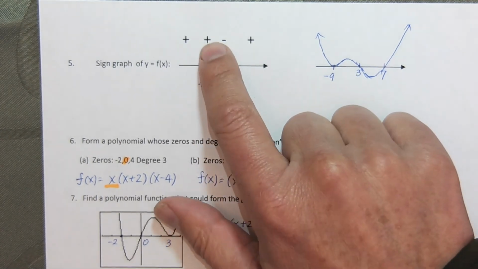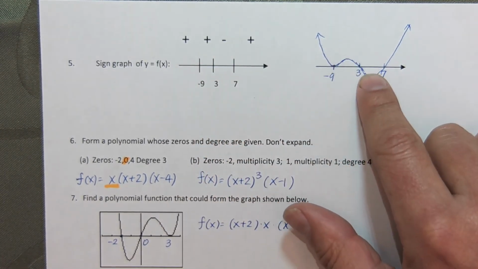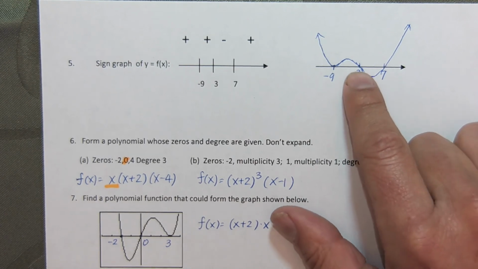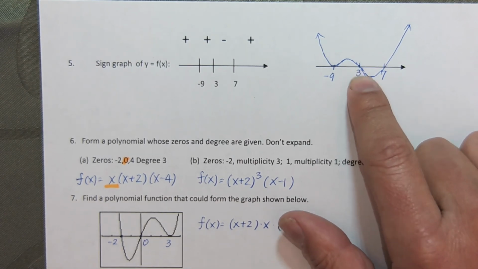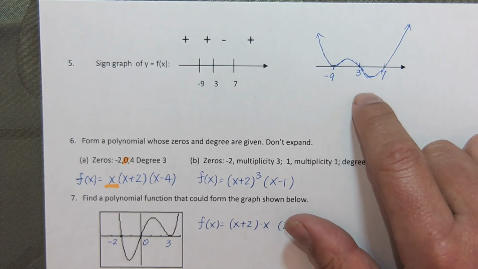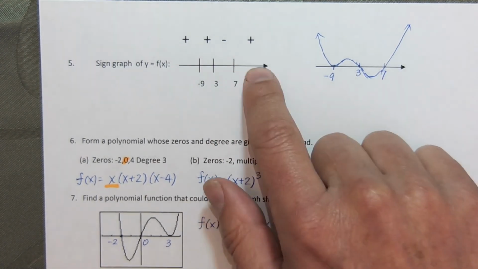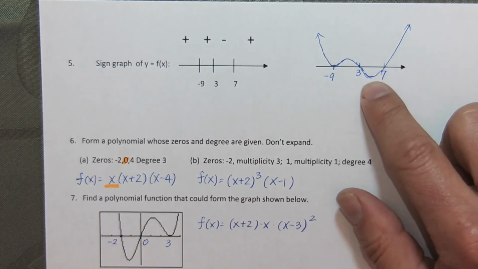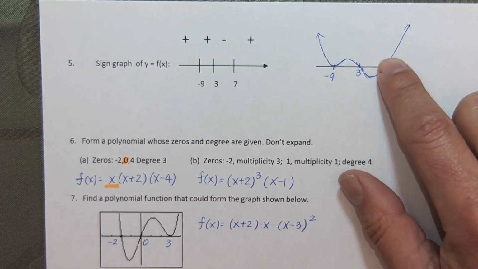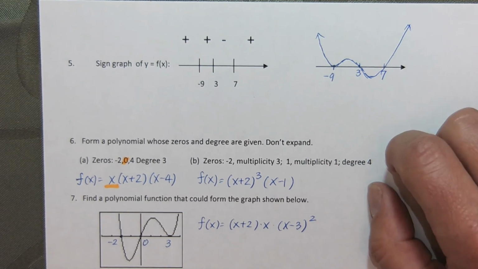So it goes from positive to negative, so positive to negative at 3. So we know that that's going to be an odd multiplicity. So maybe it's 1, maybe it's 3, 5, we don't know. And then it goes from negative to positive at 7. And so we can see it's just cutting through. Again, we don't know if it's multiplicity 3, so we might get a little bit more of a snake action there, or what's going on.